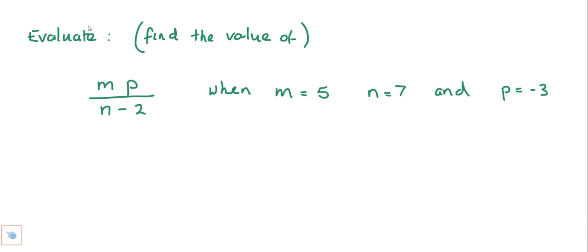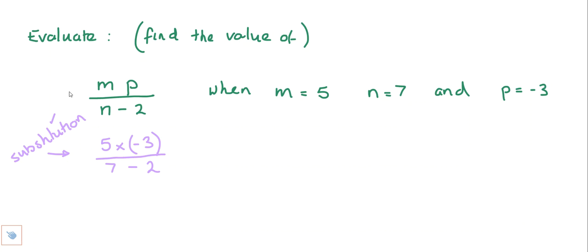So, go on then. Okay, so the top part would be 5 times negative 3. And that would be over 7 take away 2. Okay, so we've substituted. So we've done the first bit. So that bit is the substitution. That's done. Alright. So now we've just got to apply the rules of BIDMAS to do it correctly.